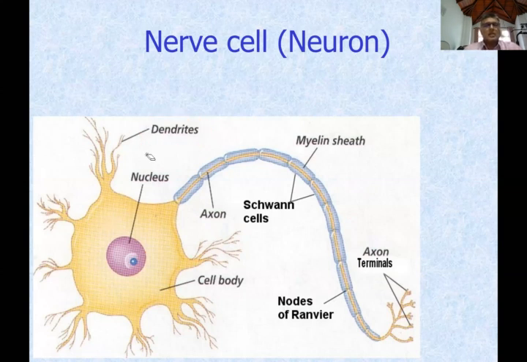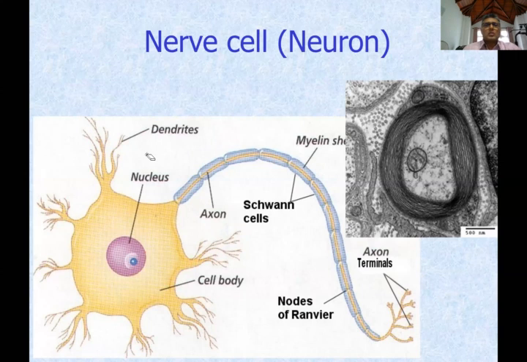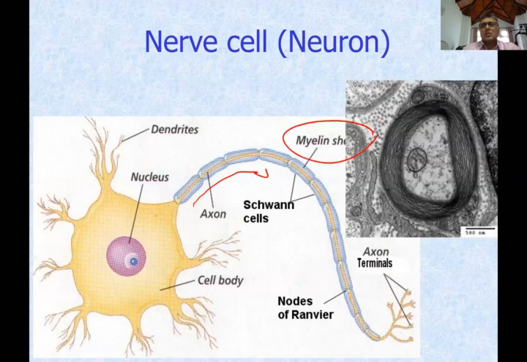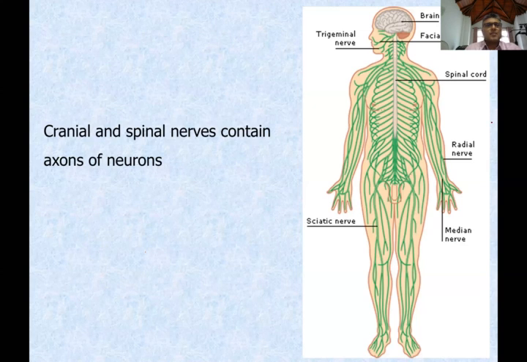The details of the nerve cell and nerve fibers you will learn through a separate lecture, structure of the nerve. Okay, so these nerve fibers, the axons, are covered with what is called myelin sheath. This is important for rapid conduction. So nerve fibers are here. It's one nerve fiber. So it's a myelin sheath surrounding one nerve fiber. Okay, cranial and spinal nerves contain axons of neurons. This is why I've mentioned it.